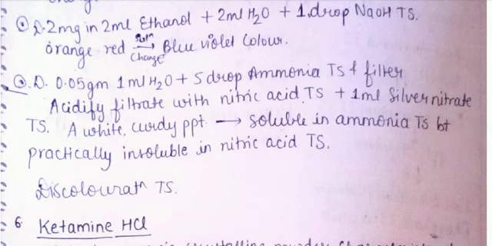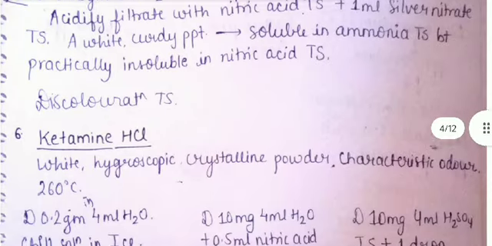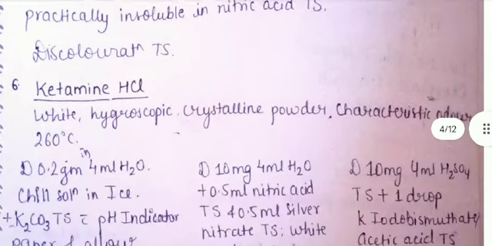Dissolve 0.05 gram in 1 ml water. Add 5 drops of ammonia TS and filter. Acidify filtrate with nitric acid TS and add 1 ml silver nitrate TS. A white curdy precipitate, soluble in ammonia TS but practically insoluble in nitric acid TS. Discoloration of test solution.